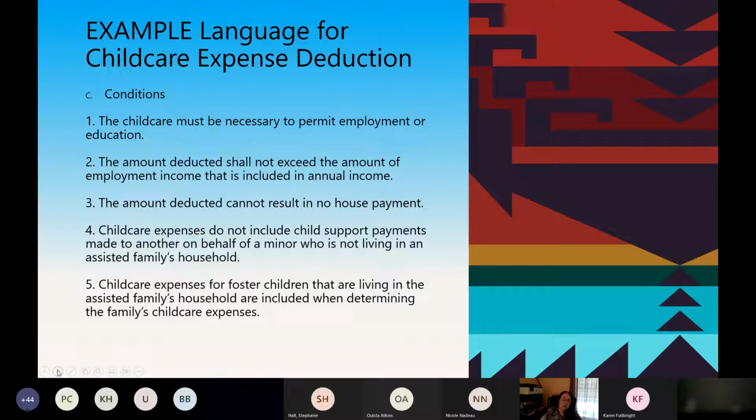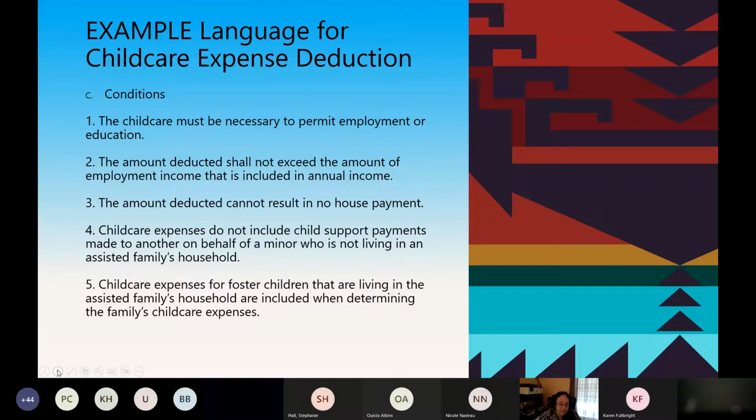The amount deducted cannot result in no house payment. Child care expenses do not include child support payments made to another on behalf of a minor who is not living in the assisted family's household. Child care expenses for foster children that are living in the assisted family's household are included when determining the family's child care expense.